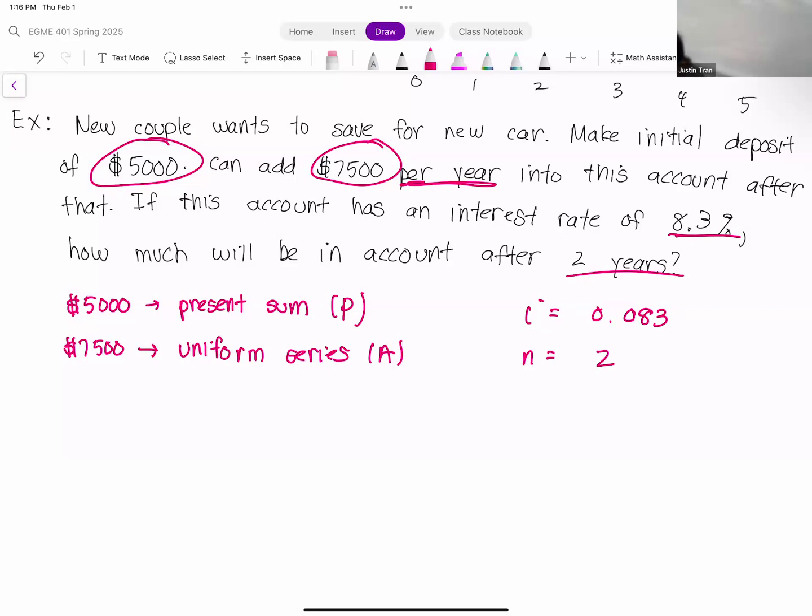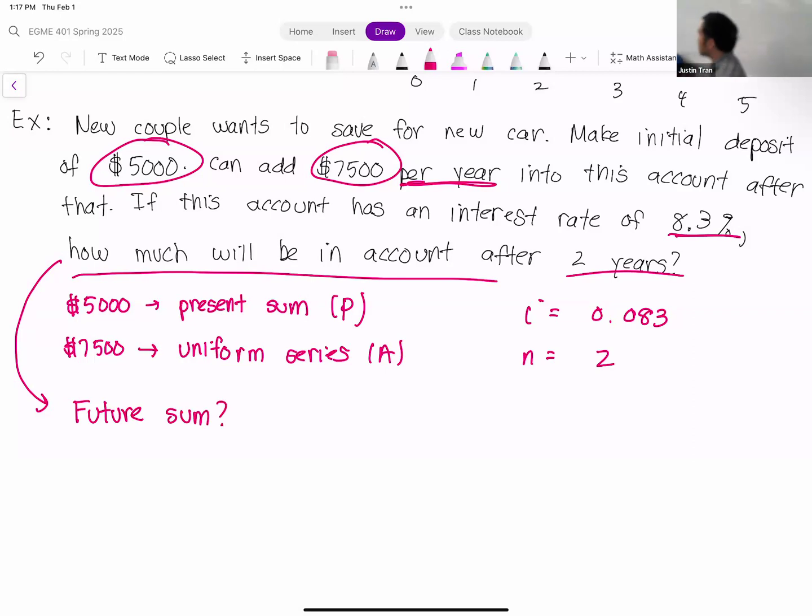And then the last thing that we'll highlight here is, well, there's nothing really to highlight, but it's looking at the problem and thinking about what it is asking for. So the last sentence here, how much will be in the account after 2 years, right? This problem is asking for an amount of money that's going to be there in the future. And so from that last statement, it's asking us for that future sum. In other words, it wants us to compute F. Which means that we're going to take our two cash flows here and use formulas to convert them to a future sum.